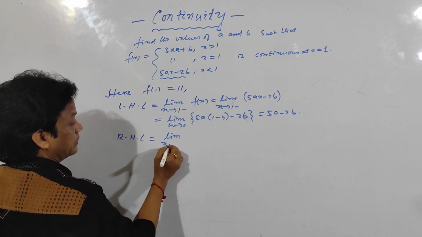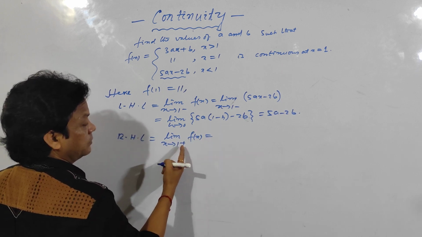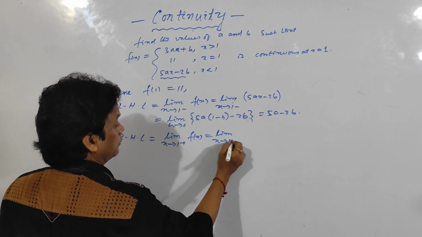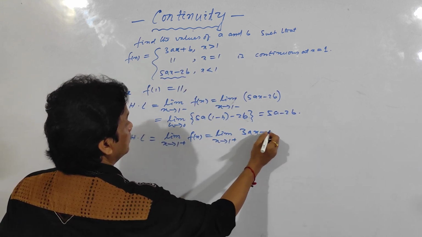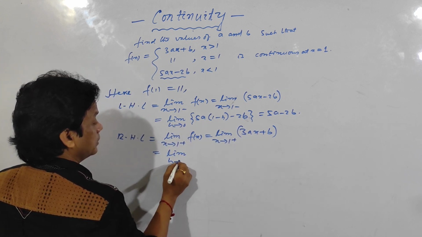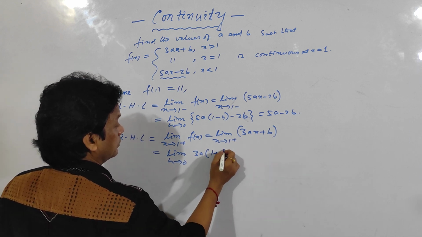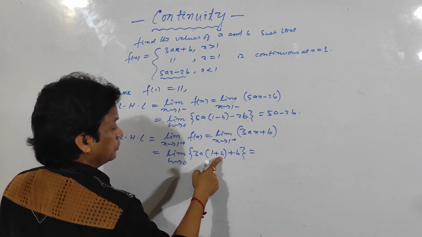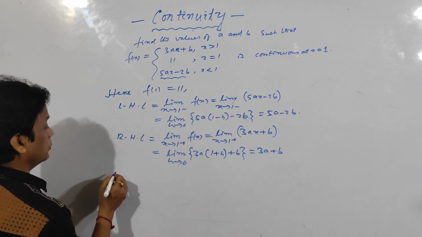limit x tends to 1 plus, f of x. 1 plus means it is greater than 1, because you are adding something to 1. So limit x tends to 1 plus, f of x. What is f of x? If x is greater than 1, the function is 3ax plus b. So it is equal to limit h tends to 0, 3a, in place of x write 1 plus h, plus b. So if you put h is equal to 0, it will become 3a plus b. Clear?